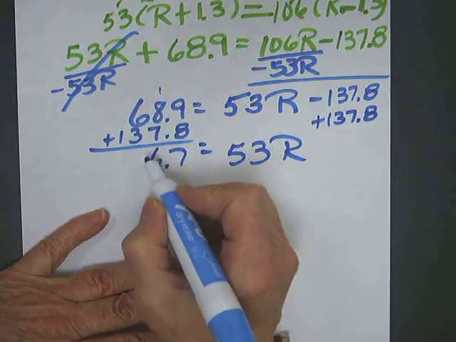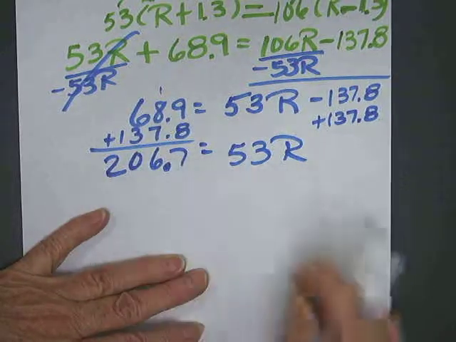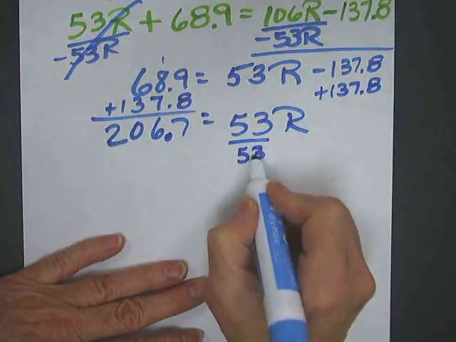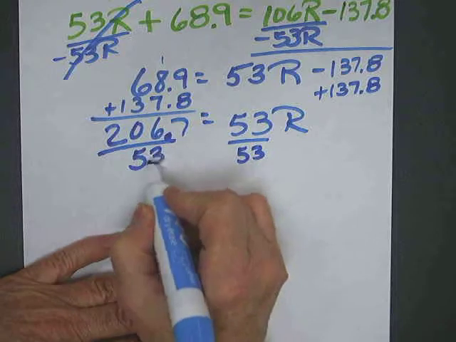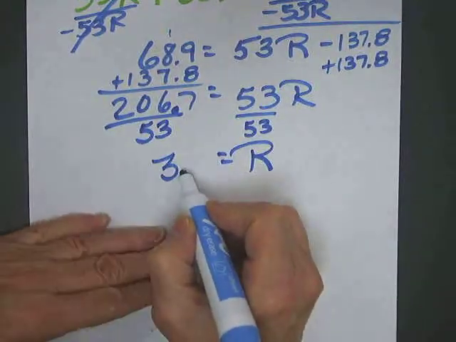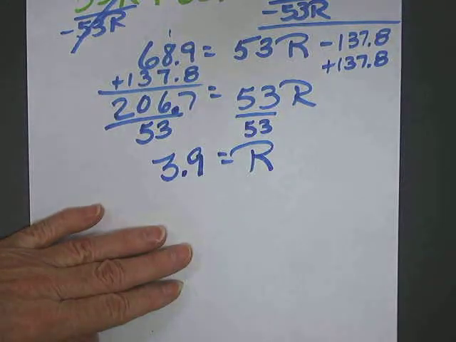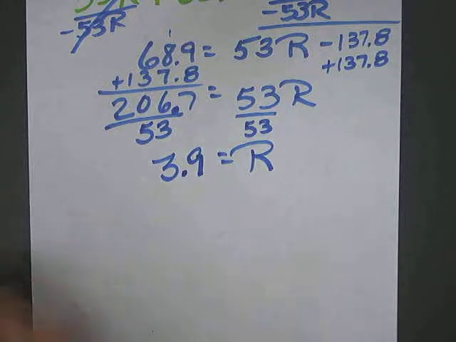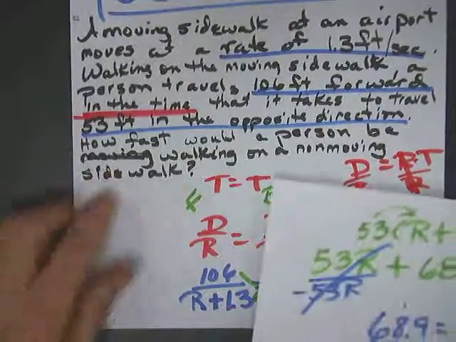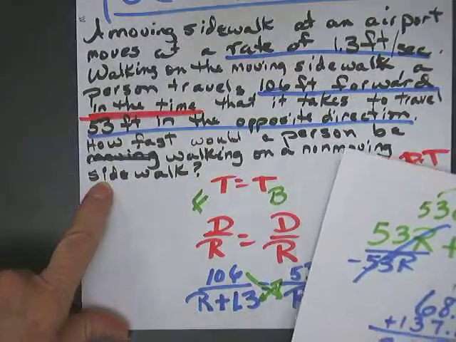Okay? Now we're gonna solve it. We need the number over here, right? Plus 137.8. So that's 206.7. Okay, divide that by 53 for me. 3.9. Oh, I was like, wow, it came out even? 3.9.